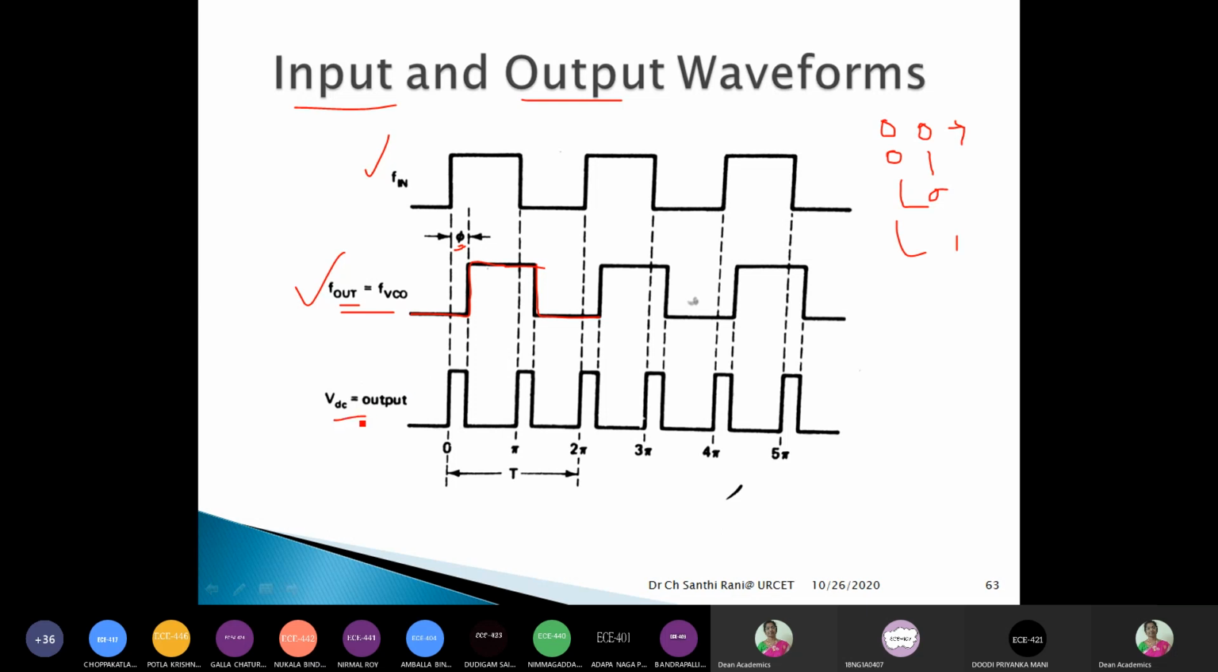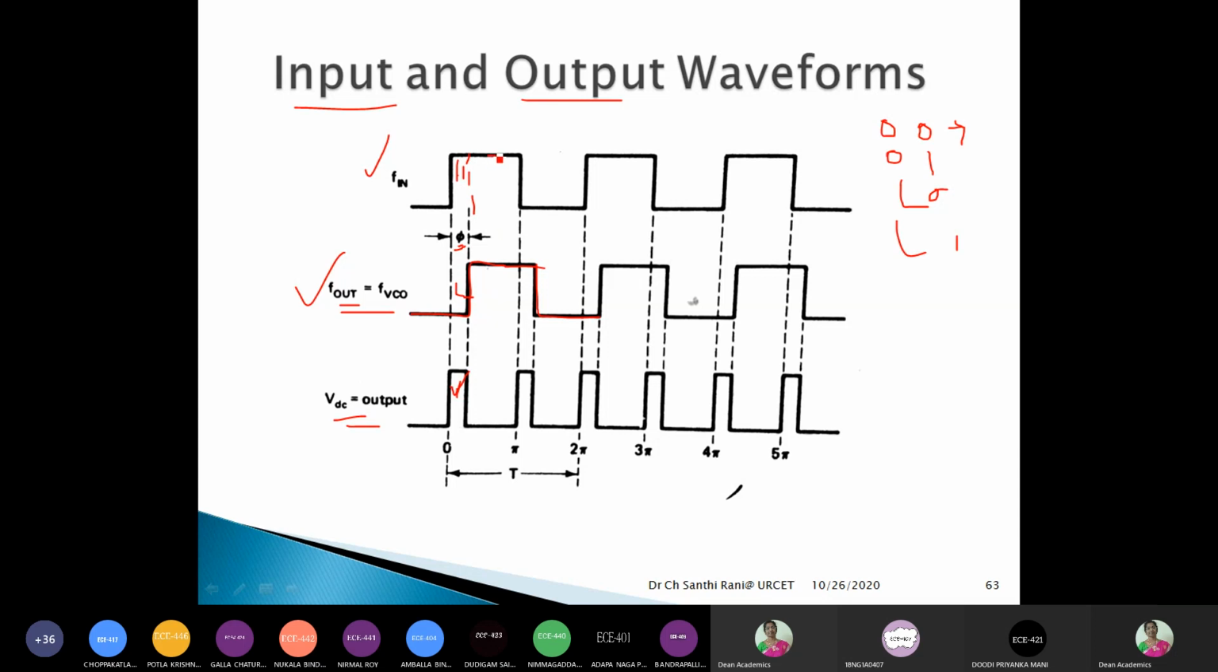Now, what is the output of this exclusive OR gate? You observe. Let us take the first part. This difference is the phase difference. It has started at t equal to 0, and the other input has started at t equal to 0 plus some phi. Phase difference is there. So if you observe this area, one input is high and the other input to the exclusive OR gate is low, and therefore the exclusive OR gate output is high, because one input is low, one input is high.